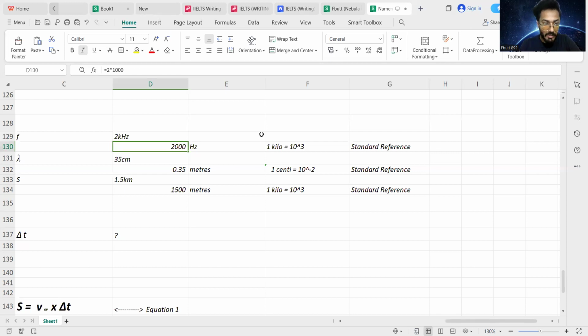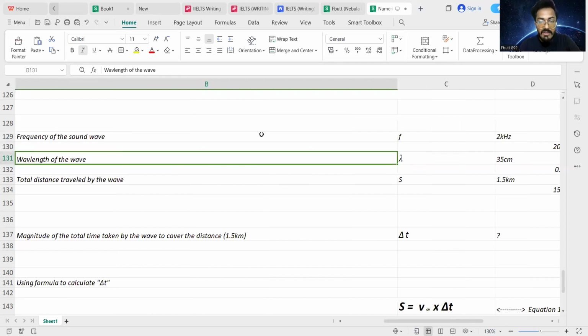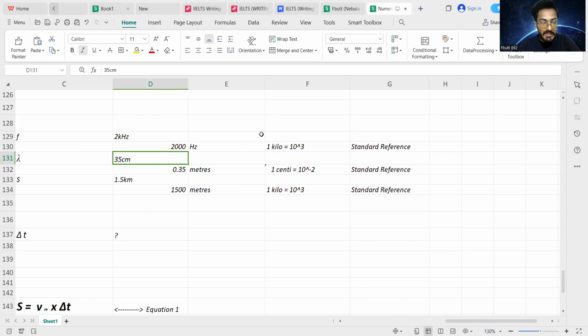2000 hertz. Okay. Wavelength of the wave, lambda, is equivalent to 35 centimeters. To convert centimeters into meters, I have to substitute the value of 1 centi, which is 10 to the power minus 2. I have also written it as a standard reference on the right hand side of the sheet. So you have to put it as a standard reference on the right hand side of the paper on which you will be working in the future.